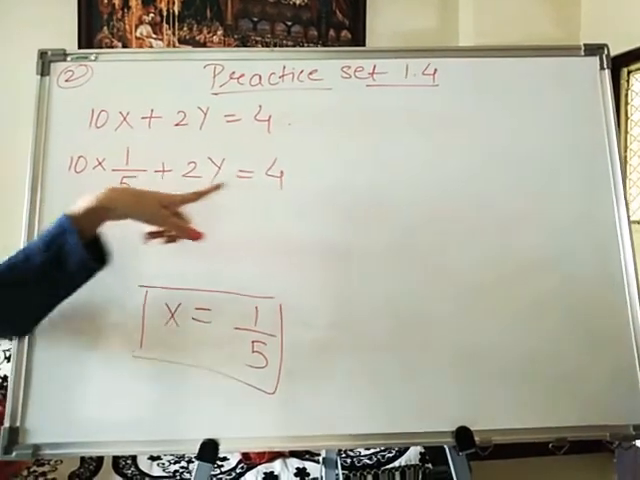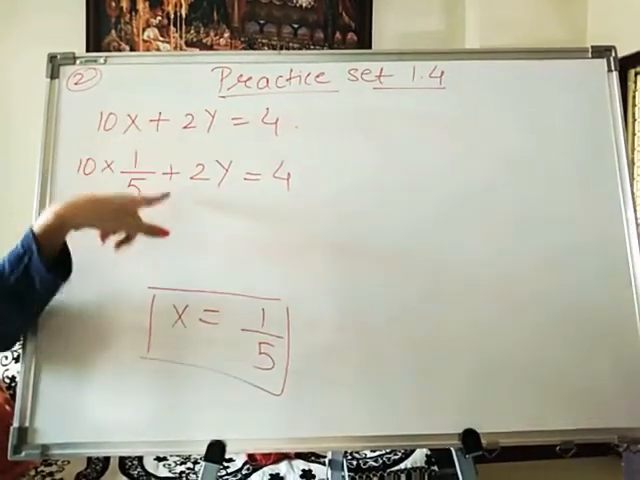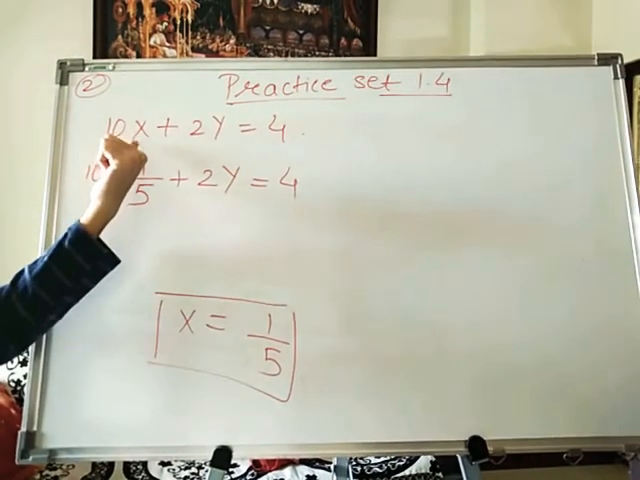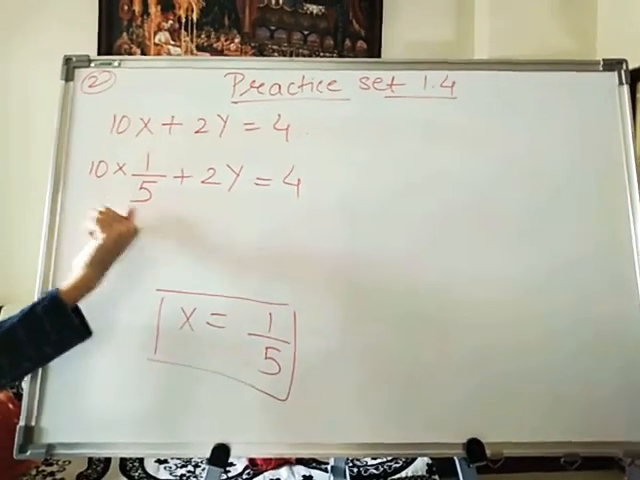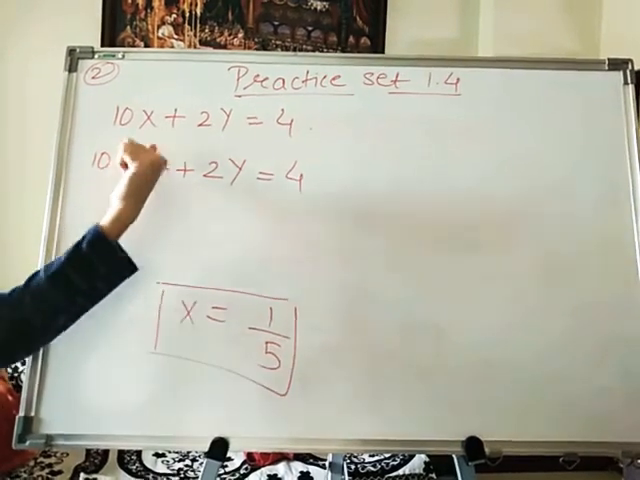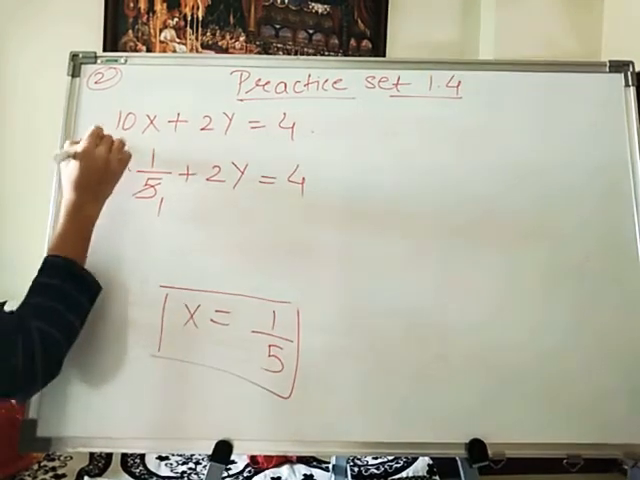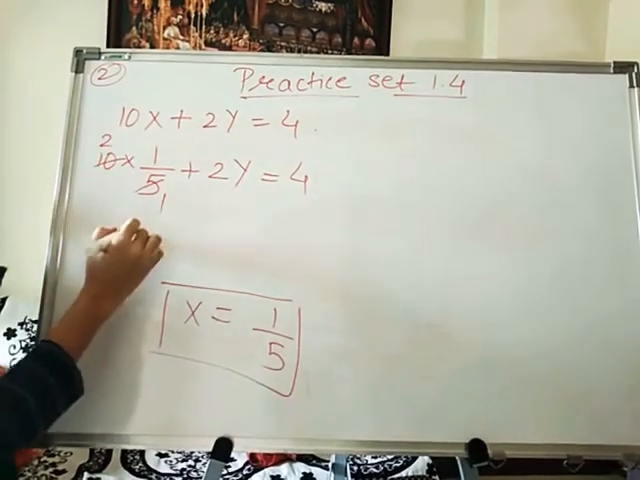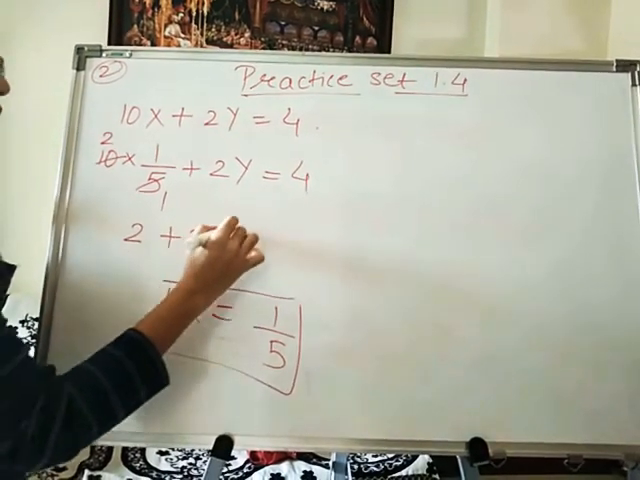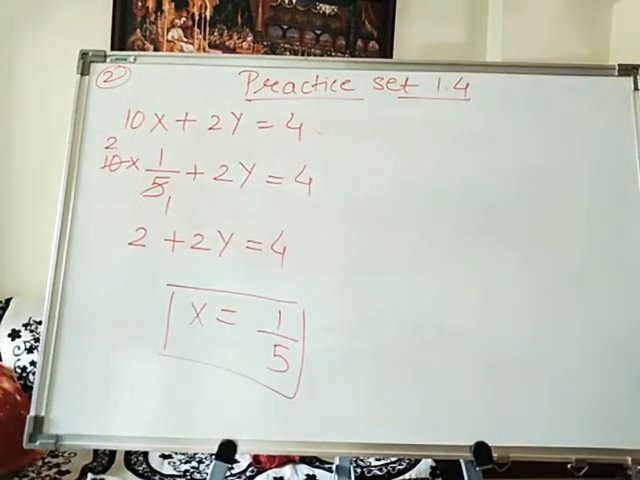All the other things are the same as it is. 2y as it is, plus as it is, 4 as it is. Only instead of x I substitute here 1 upon 5. This is a multiplication sign, 10 into 1 upon 5. So 5 is in the denominator, so 5 1s are 5 and 5 2s are 10, it is 2. So 2 plus 2y is equal to 4.